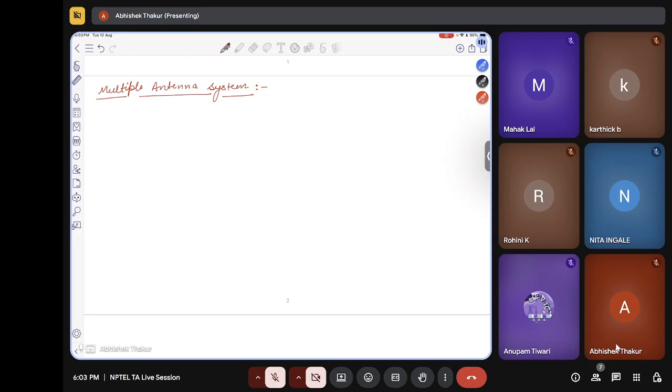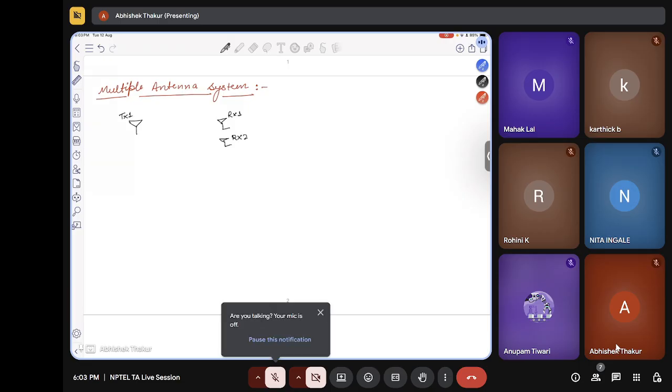Let's assume there is a transmitter at the base station, TX1, and there are two receivers, as it is a multiple antenna system. The first one is RX1 and the second one is RX2.